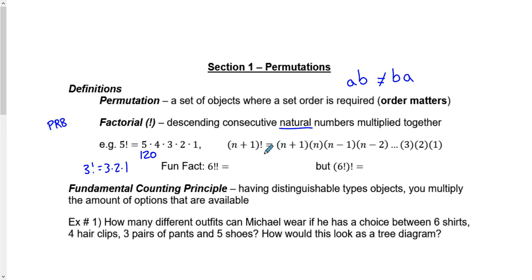Now, with variables, what that would mean is like n plus 1. If it's n plus 1 factorial, that means we take n plus 1 and then one number less than it. If we take away 1 from n plus 1, we're left with n. Take away 1 from n, we're left with n subtract 1. Take away 1 more, we get n subtract 2, and so on until we get down to 3 times 2 times 1. This is the idea behind factorial notation.